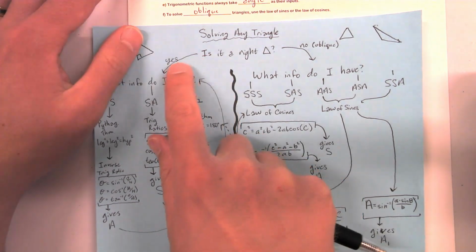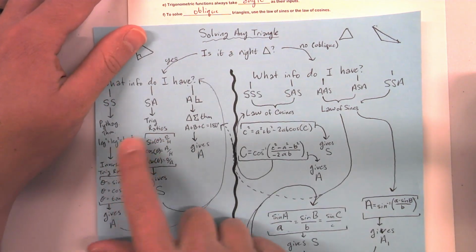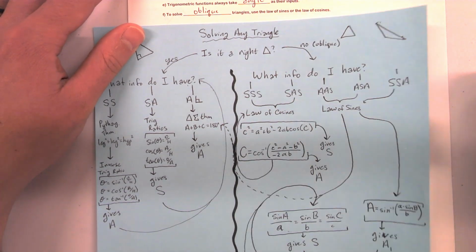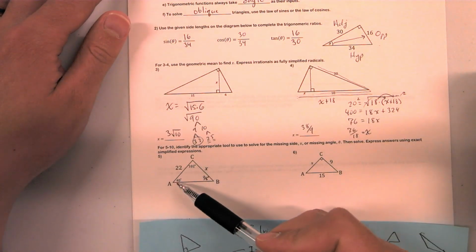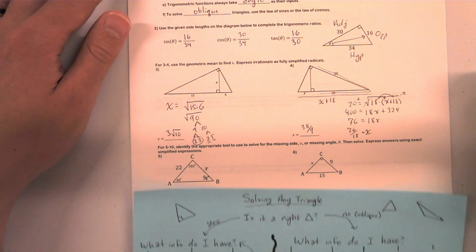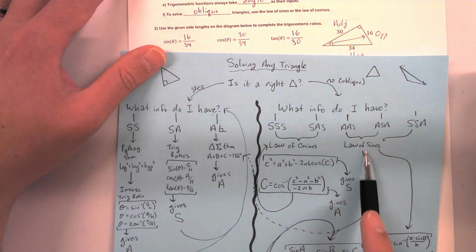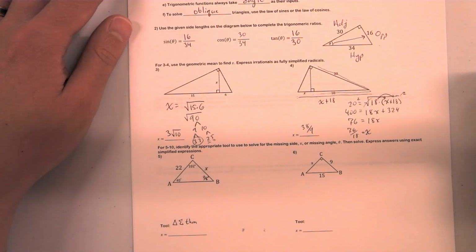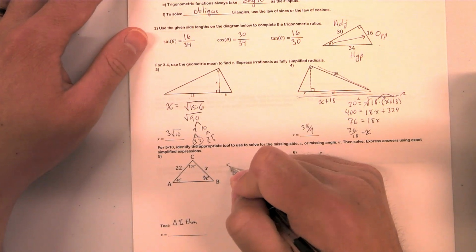I'm not dealing with the right triangle. I cannot use Pythag. I cannot use trig ratios. I have to use the law of cosines or sines. And looks like I've got angle side angle. That was my starting case here. Angle side angle means I'll use the law of sines. Just a ratio of sine over side. Always start with a known pair.